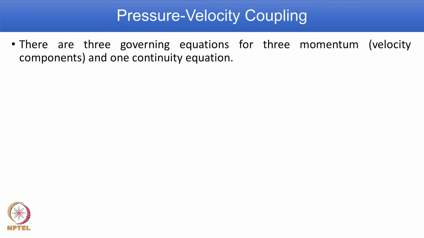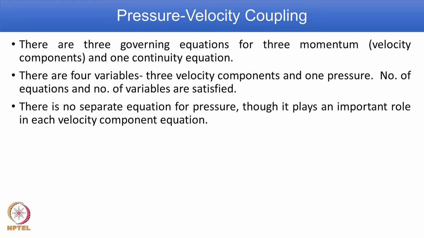For the sake of continuity, we will try to understand once again what pressure velocity coupling is. In the governing equations, there are 3 momentum equations, one for each velocity component, and we have one continuity equation. There are 3 variables for the 3 velocities and 1 for pressure. So, in total there are 4 variables and 4 equations, hence it is satisfied.